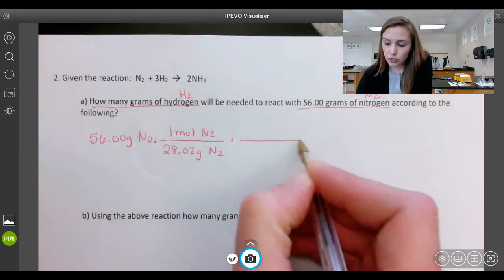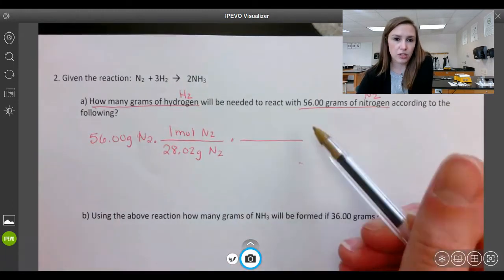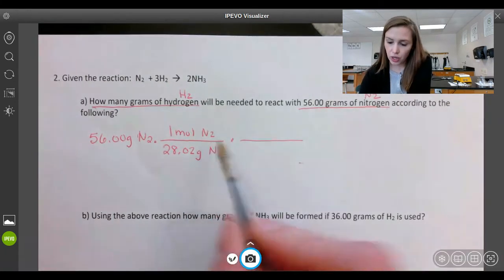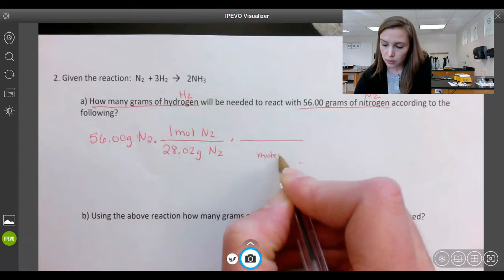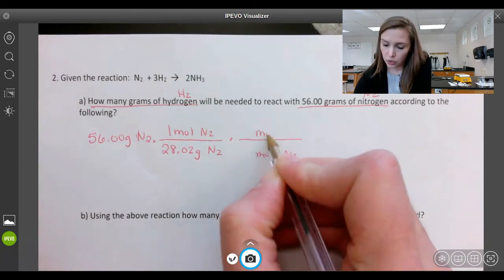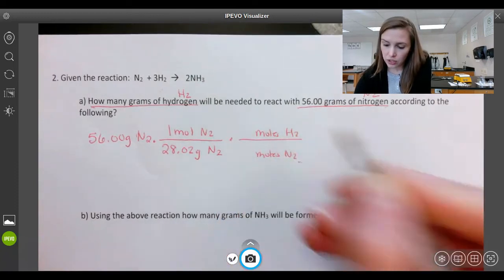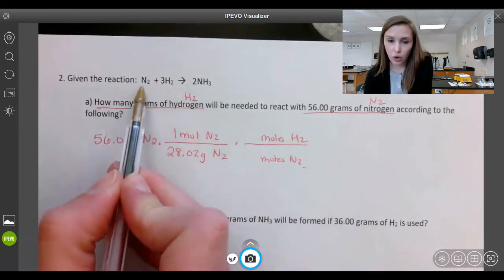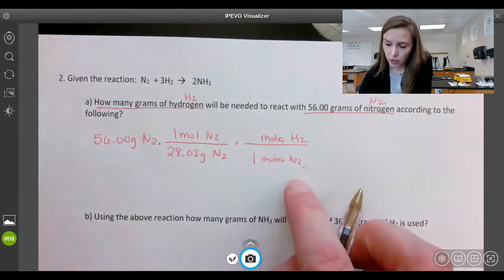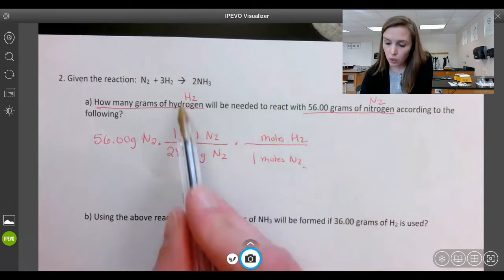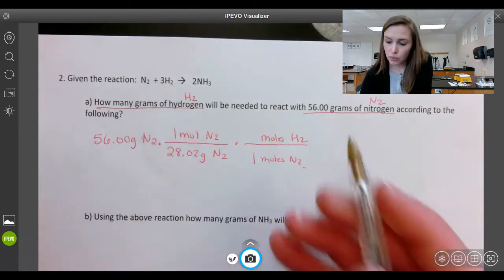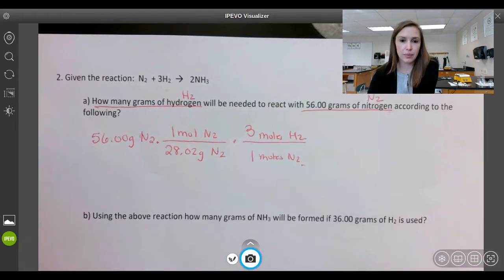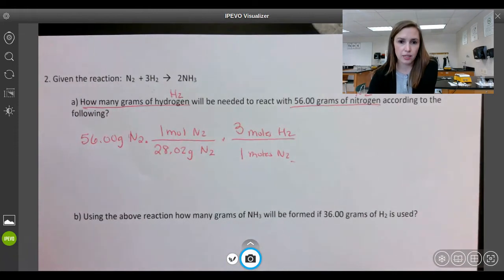When those coefficients do come in is when we switch from moles of N2 to moles of H2. So I started with moles of N2, so I'm going to place those down here. I'm looking to go to moles of H2. Our coefficient of 1 for N2 is then going to go with my moles of N2. 1 mole of N2 will react with 3 moles of H2. And that completes that step of our dimensional analysis.